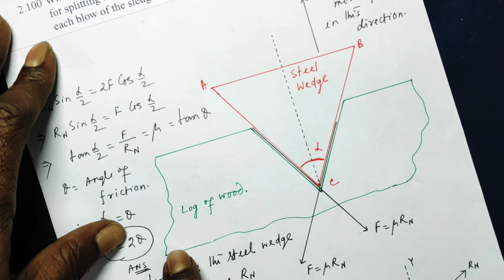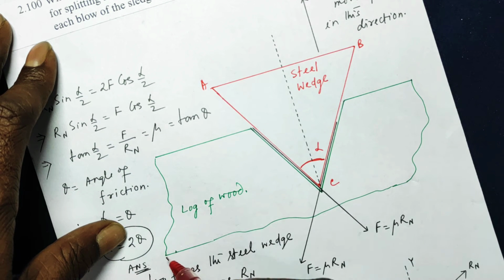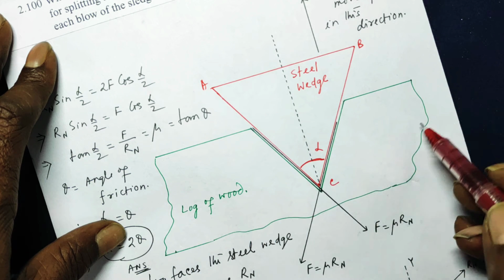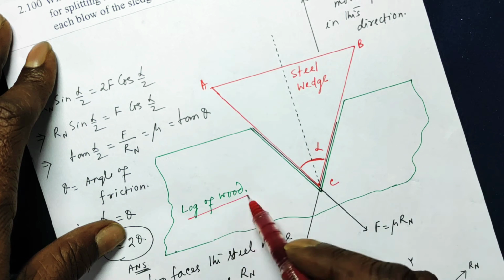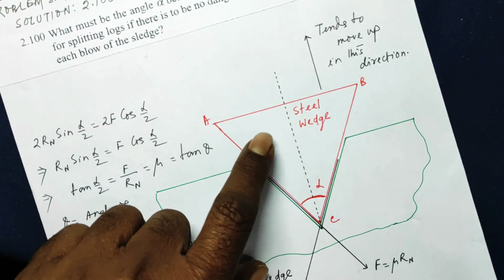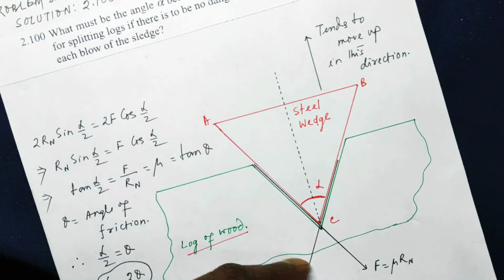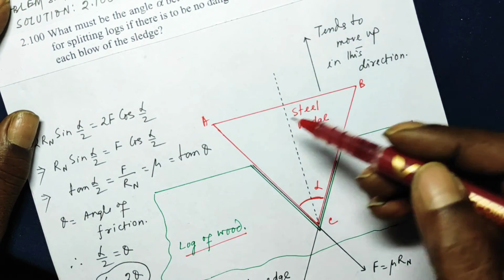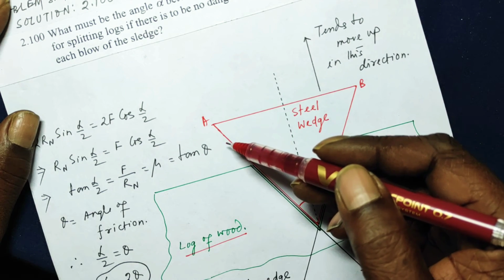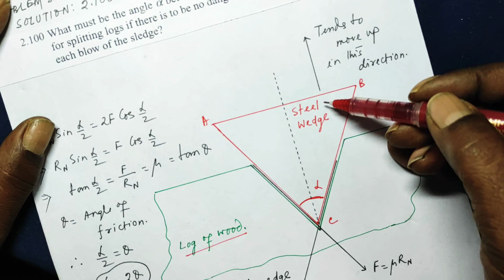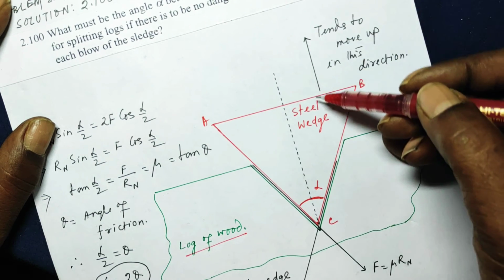Now, what you see in the figure, this green line is, suppose, a log of wood, and you are hammering this steel wedge into the log of wood. When you hammer from this side, this steel wedge, after hammering, will tend to move to this side.